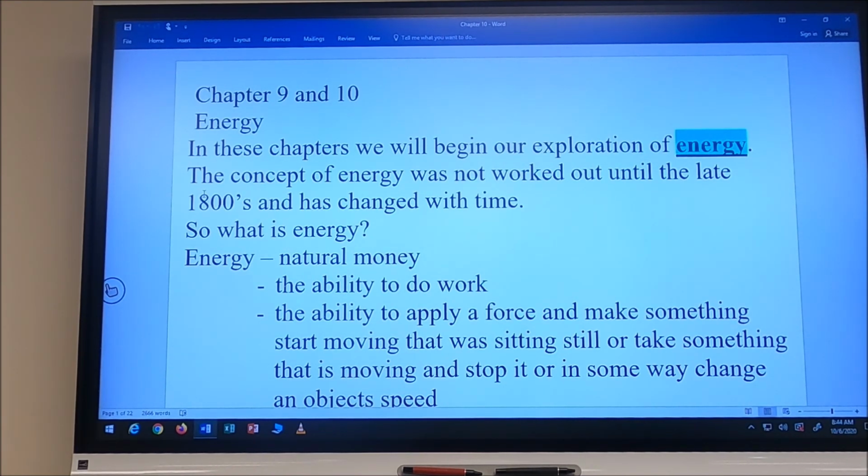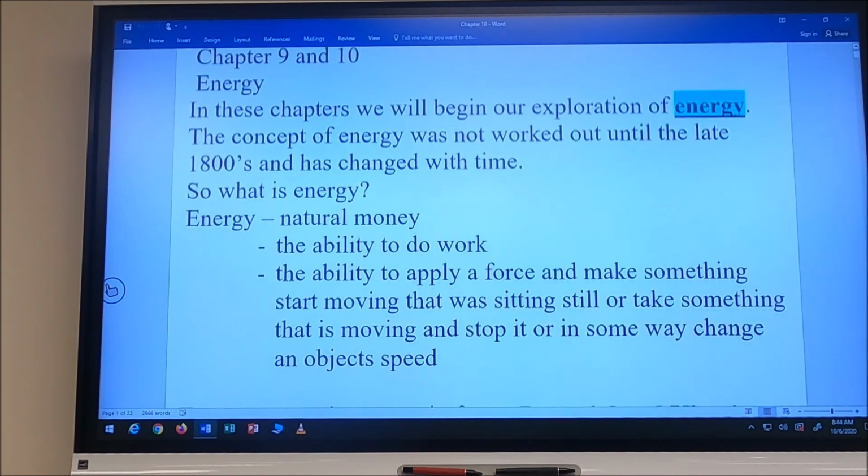It's the ability to apply a force and make something start moving that was sitting still, or take something that's moving and stop it, or in some way change its speed. Key word there is speed. I can speed it up, make it go faster. I can slow it down, make it go slower.